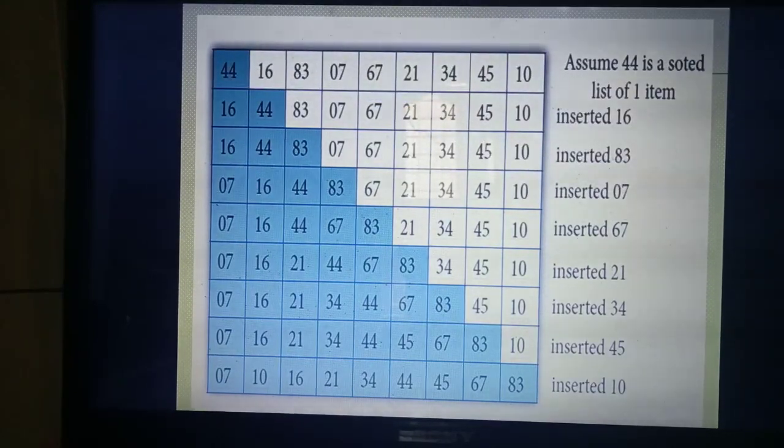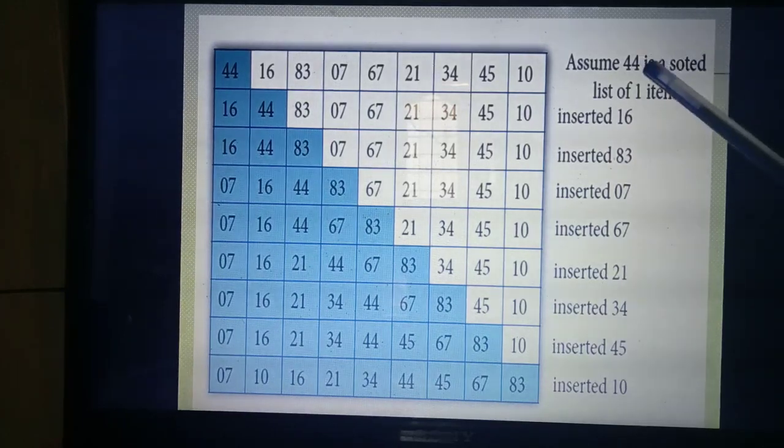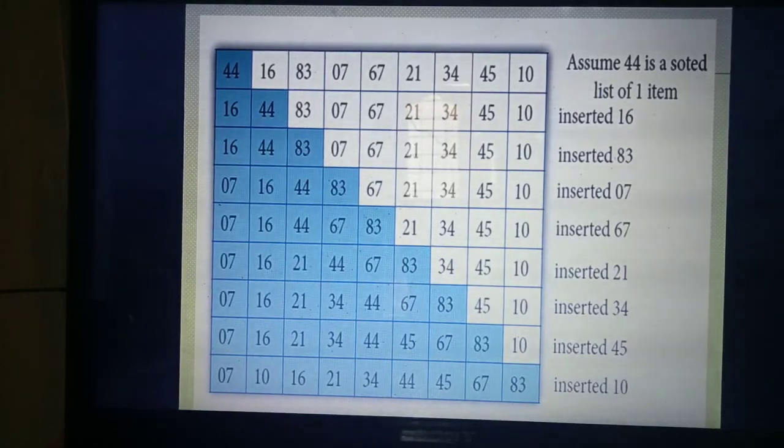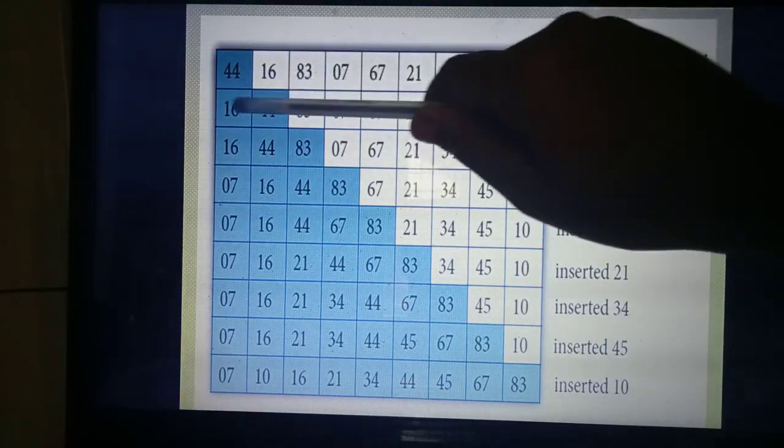What's the first step in the pseudocode? First element means no need to sort. So they are giving that assume 44 is sorted, as the list's first item. Already the element is 44. No need to sort. Second step: compare. What are the next two elements? 16 and 44. Compare these two.